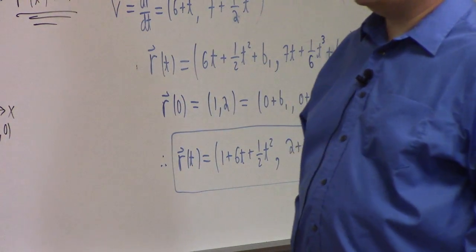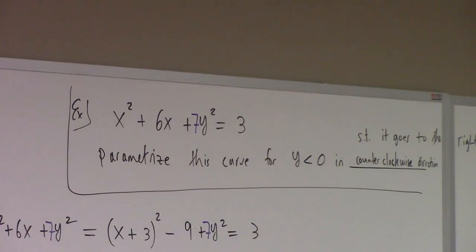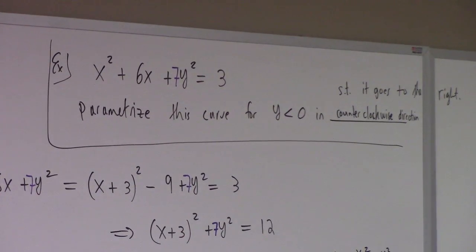And finally, one last example to help you along your way on the supplementary homework. This example here is really just kind of a more grown-up version of what we've already done. We've done things like this before, but not quite this complicated, right? So here I've got x squared plus 6x plus 7y squared equals 3. I say parameterize this curve for y less than 0 in the counterclockwise direction.